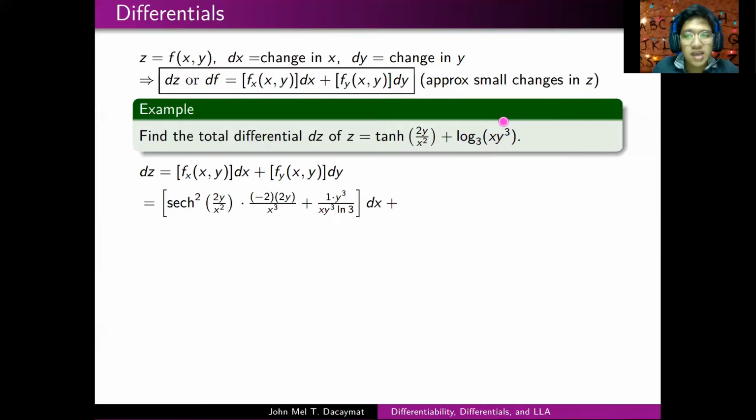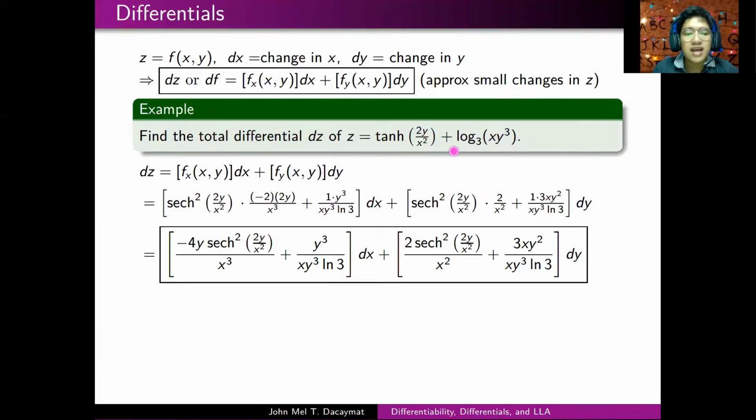Okay? Times dx, of course, plus the partial with respect to y. The tanh is still sec squared, but the derivative of 2y over x squared with respect to y is just 2 over x squared, plus the derivative of this with respect to y, so 1 over xy cubed ln 3, but this time, the derivative of xy cubed with respect to y is your 3xy squared. Times dy, of course. We simplify, combine everything that can be combined, and put what can go in the numerator there. This is what I get.